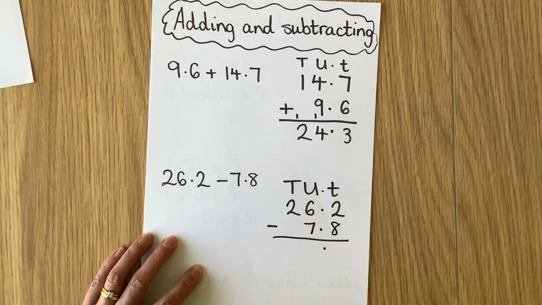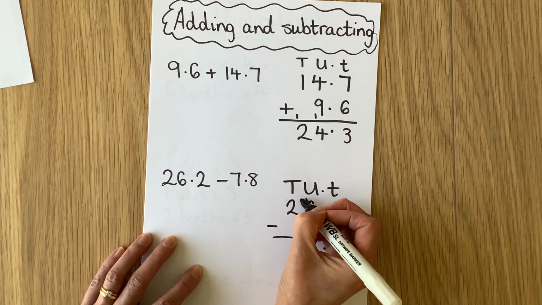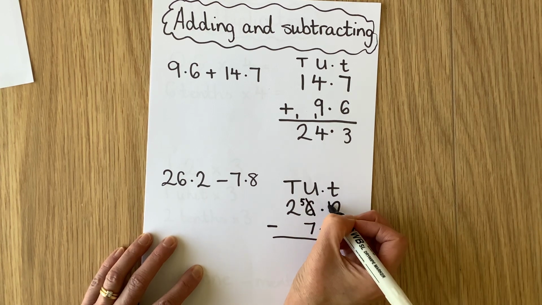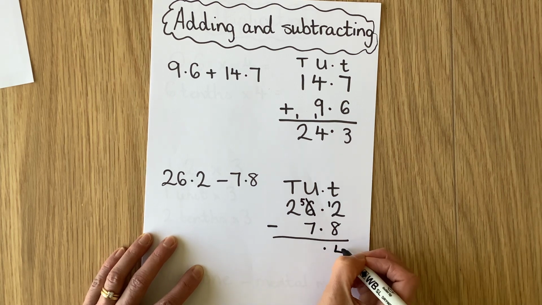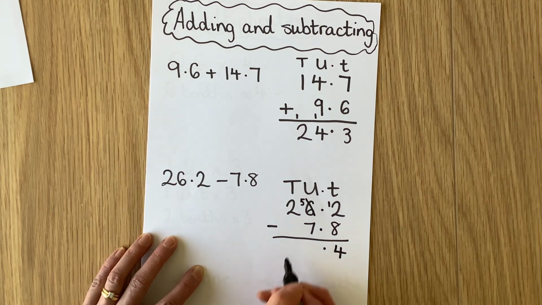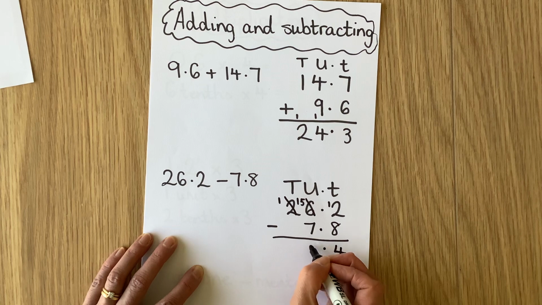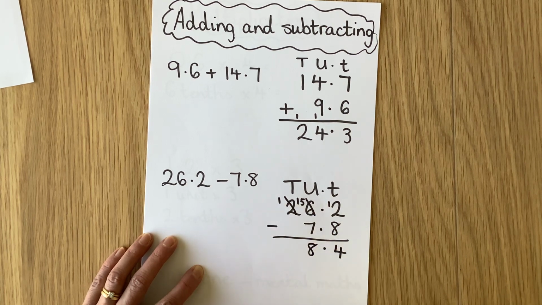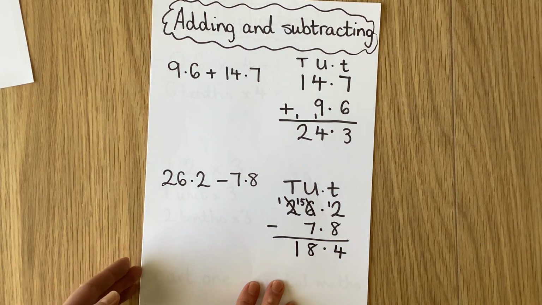2 take away 8, can't do, so I'm going to have to do an exchange. So go over into the next column. The 6 becomes a 5. Carry over your 1. 12 take away 8 is 4. 5 take away 7, can't do that one. 15 take away 7 is 8. And 1 take away nothing, 1. So my final answer would be 18.4.